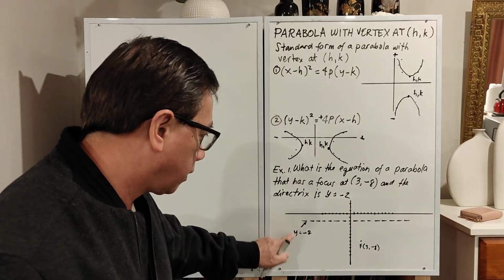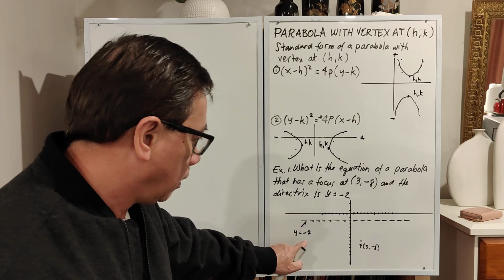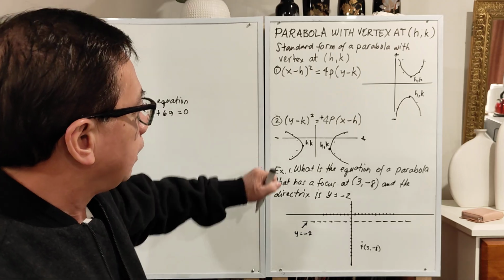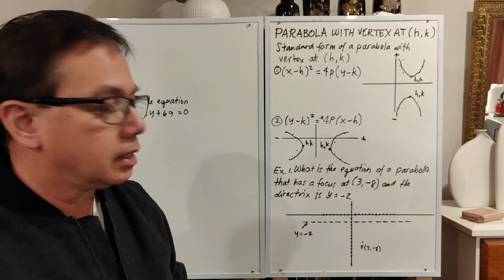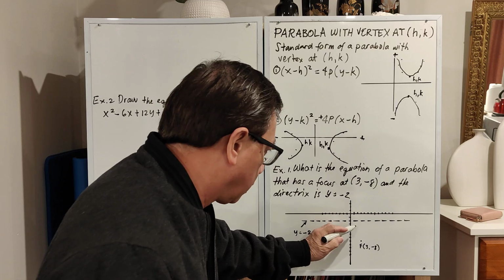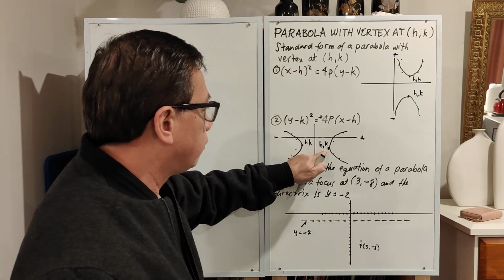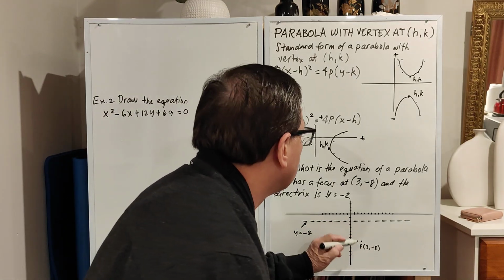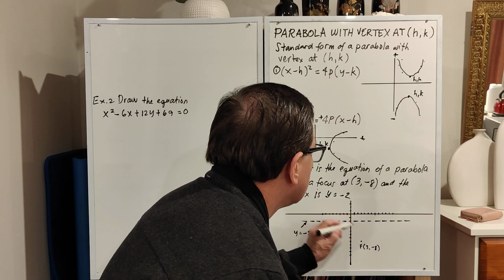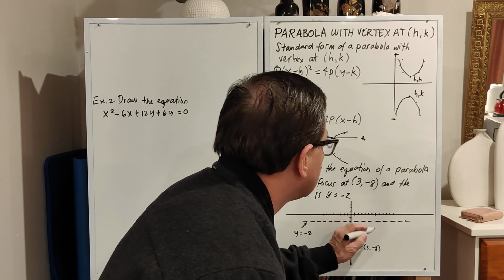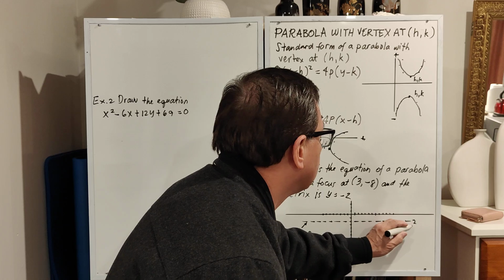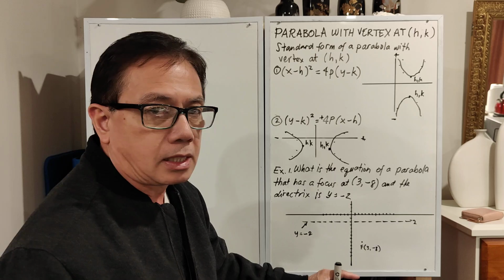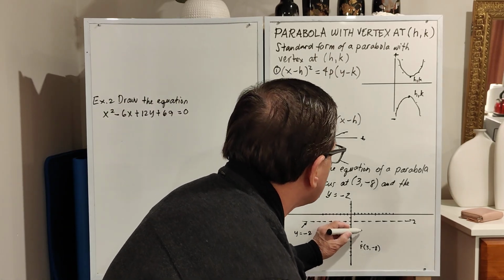So I have drawn the directrix, y is equal to -2, and the focus is 3, -8. But what we need in here is the vertex. So the vertex is in the middle of the directrix and the focus. So the distance between these two is 6. This is y is equal to -2. This is -8. So the distance between is 6. So the vertex will be in the middle.